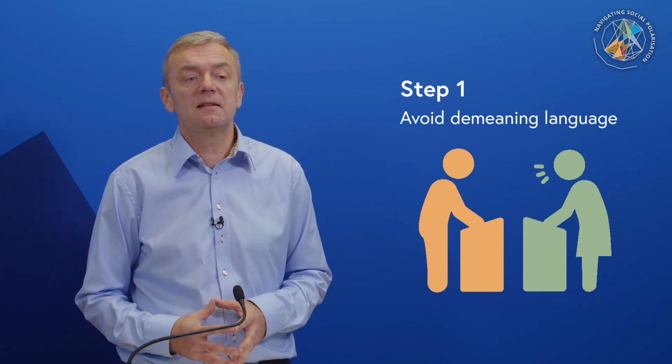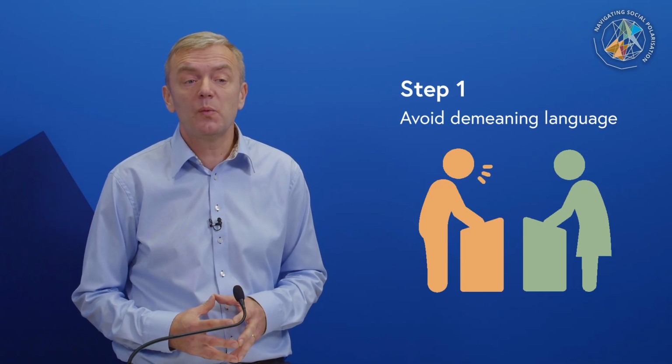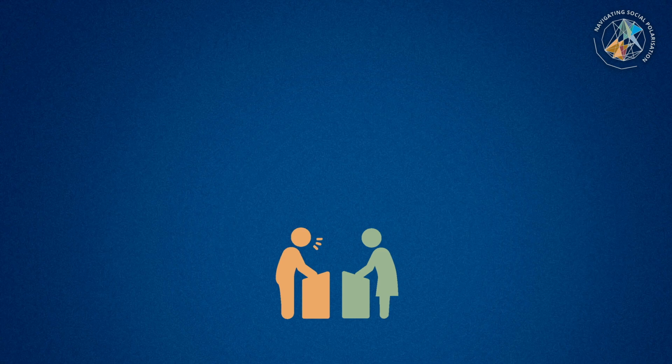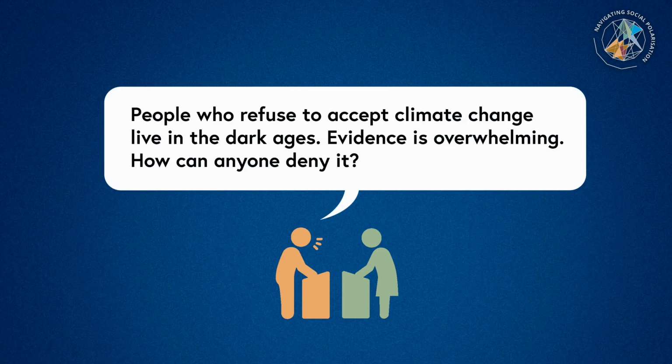Avoid demeaning language. In a polarized speech, parties have fixed positions and argue in favor of their views and attack the opponents with the aim of winning the argument. When one side of the conflict argues that people who refuse to accept climate change live in the dark ages, evidence is overwhelming, how can anyone deny it?